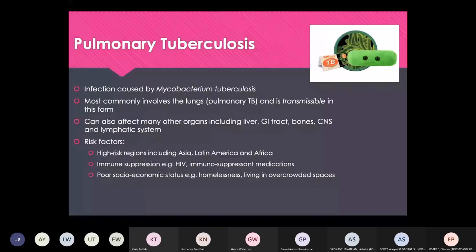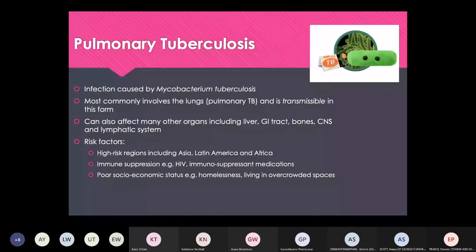Risk factors for TB, there's certain countries and areas that are higher risk, people that are immune suppressed either by disease such as HIV or if they're on chemo or other immune suppressants. And then also there is a link to poor socioeconomic status, particularly being homeless or living in overcrowded spaces.